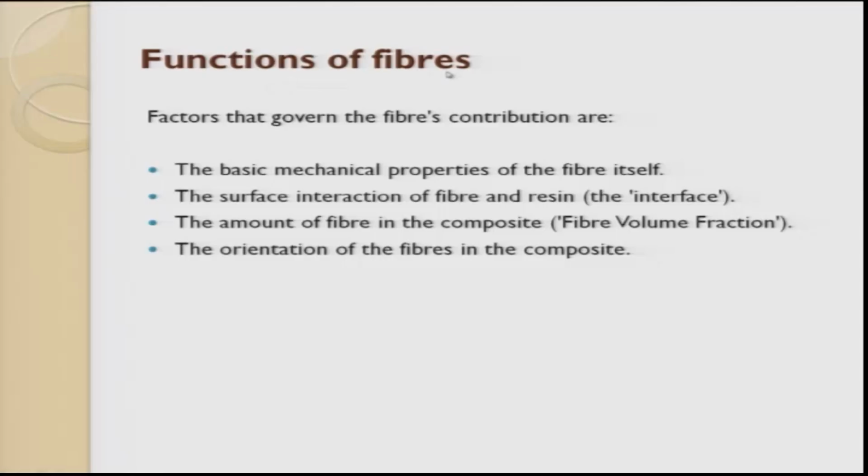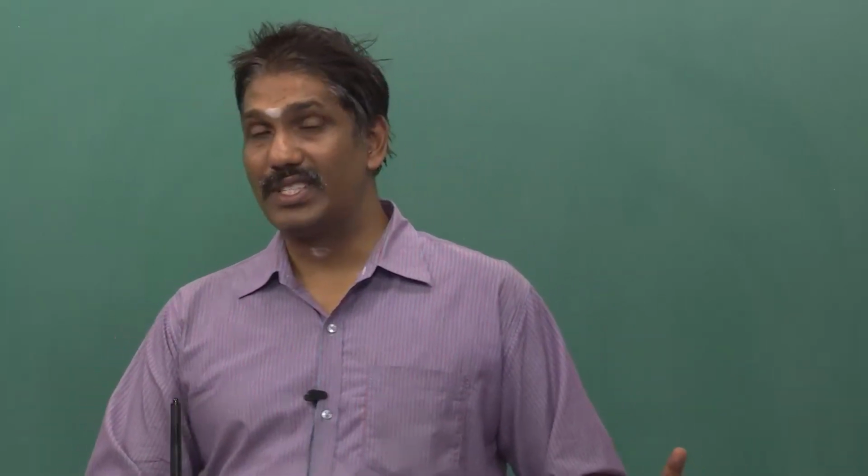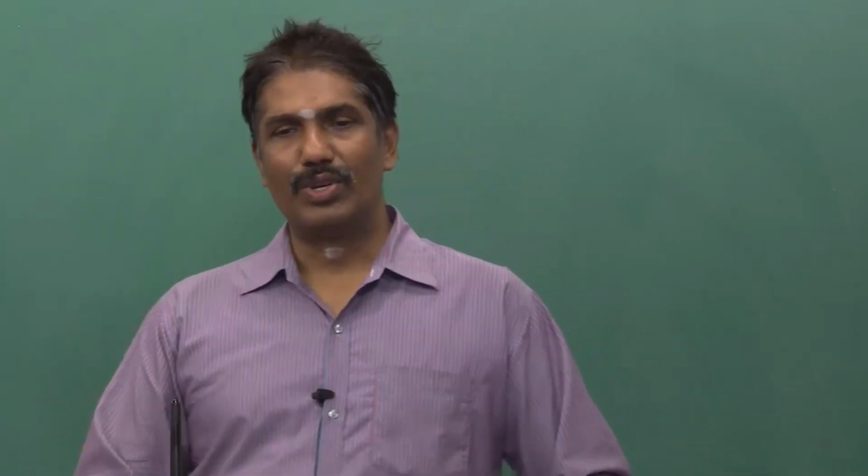So the function of the fiber, the factors that govern the fiber contribution are: one, the mechanical property of the fiber itself, whether it is made out of glass, ceramic, polymer, or a natural material. So that property dictates, that is the first thing. Second thing is the surface interaction between the fiber and the resin. That is very, very important. Locking of the fiber with the polymer matrix is very, very important. So it forms a term called interface. The interface should always be good. That is another governing factor.